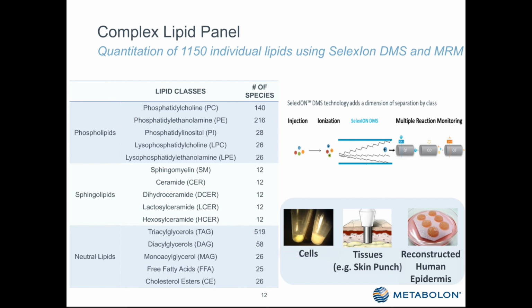With this new technology, we are able to monitor more than 1,000 individual lipid species across multiple different classes, including phospholipids such as PC, PE, PI, and their lysoforms. We can monitor sphingolipids like sphingomyelin and ceramides, as well as neutral lipids including triacylglycerol, diacylglycerol, monoacylglycerol, free fatty acid, and cholesterol esters. Naturally, this complex lipid panel is designed for tissue types that have those lipid classes. So things like plasma, serum, most tissues, and skin biopsy will probably be run on this lipid panel.